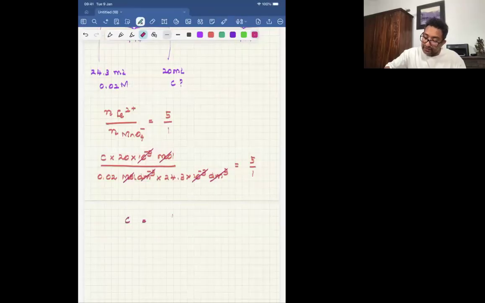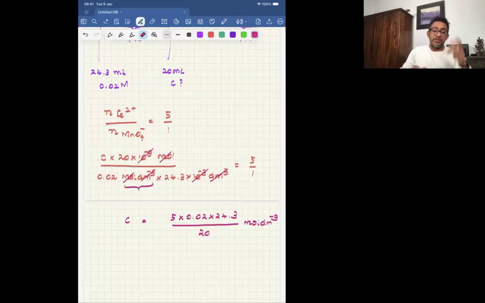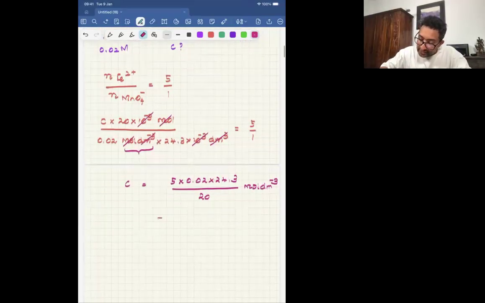C is equal to 5 times 0.02 times 24.3 divided by 20. What is the unit? Moles per cubic decimeter. Because I use the unit here, you don't get a unit there. So it is 0.02 multiplied by 24.3 divided by 20. Your answer is 0.1215. Is that what you get? 0.1215 moles per cubic decimeter. Tell me what is your answer there. Right. Okay, good.